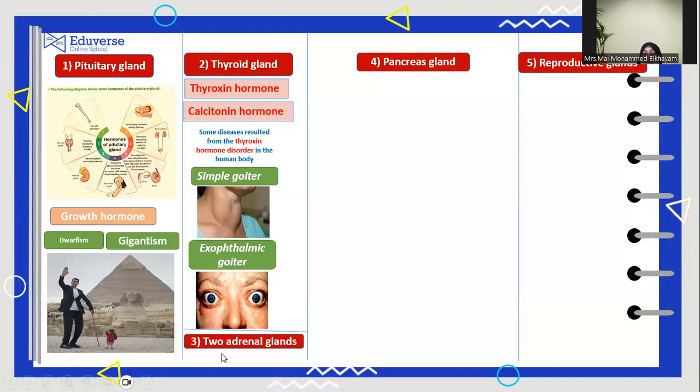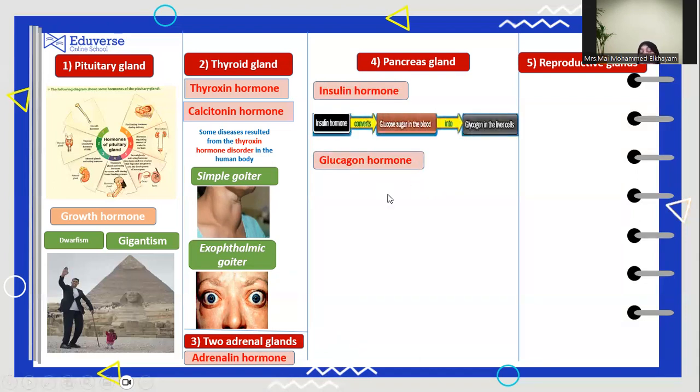Two adrenal glands. The adrenal glands secrete adrenal hormone, which stimulates the body for emergency cases like fear, like happiness, and so on. Pancreas gland, which is very important. I have insulin hormone or glucagon hormone. Insulin hormone, please pay attention, is secreted by the pancreas gland when the blood glucose level is high. Why? To reduce the blood glucose level.